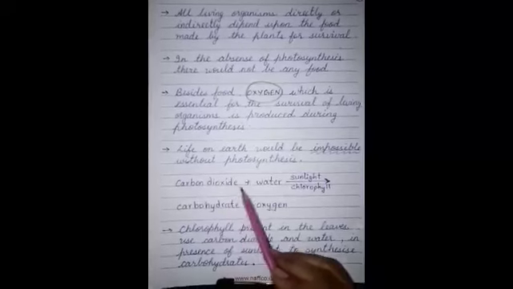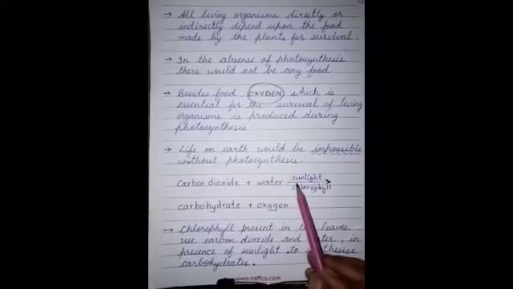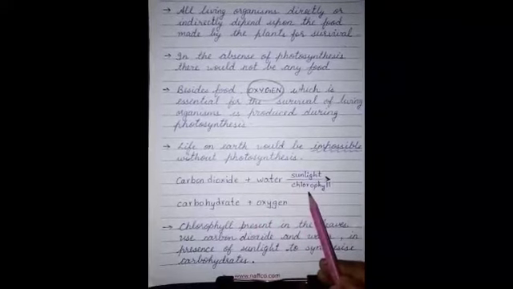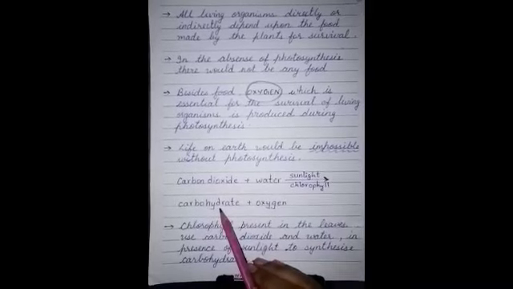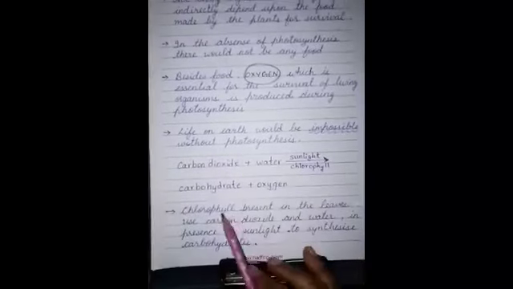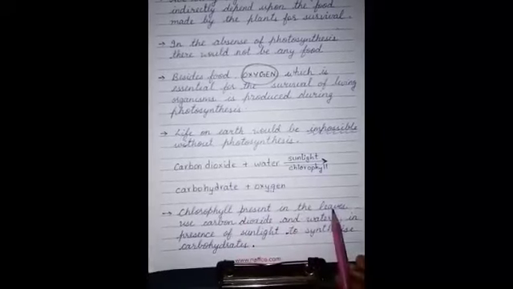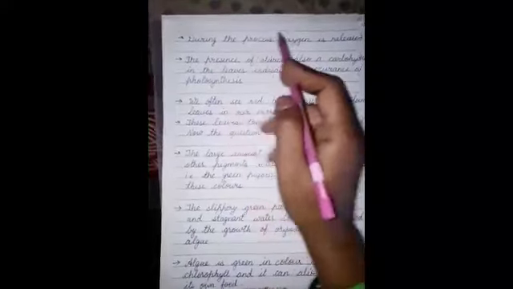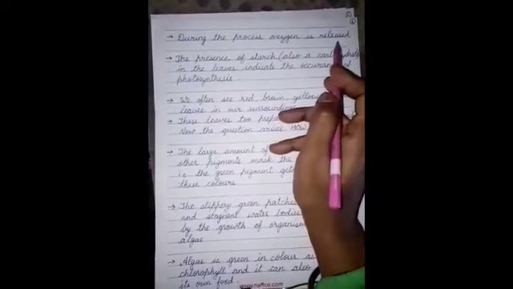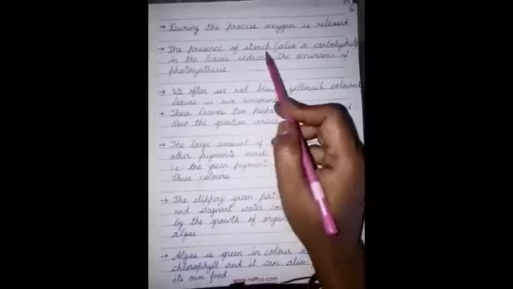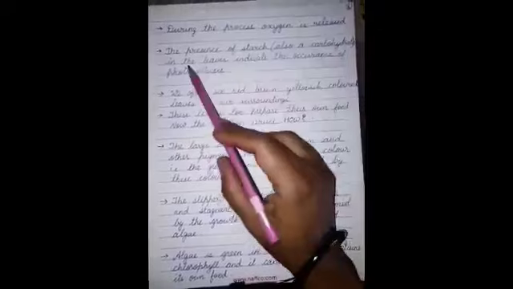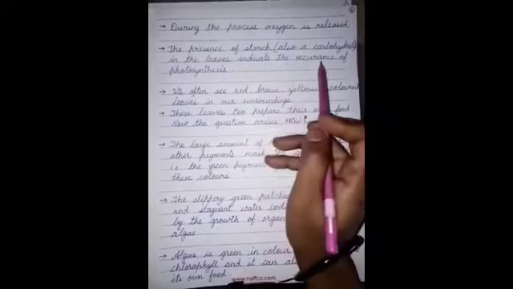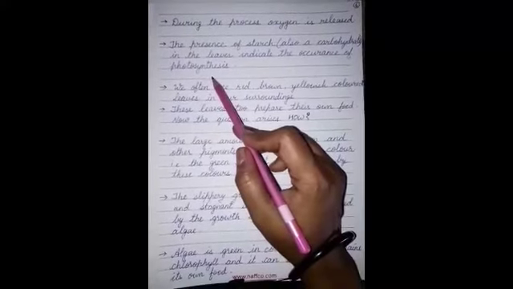Carbon dioxide plus water, in the presence of sunlight and chlorophyll, give carbohydrate and oxygen. Chlorophyll present in the leaves uses carbon dioxide and water in presence of sunlight to synthesize carbohydrates. During the process, oxygen is released. The presence of starch, also a carbohydrate, in the leaves indicates the occurrence of photosynthesis in the plant.